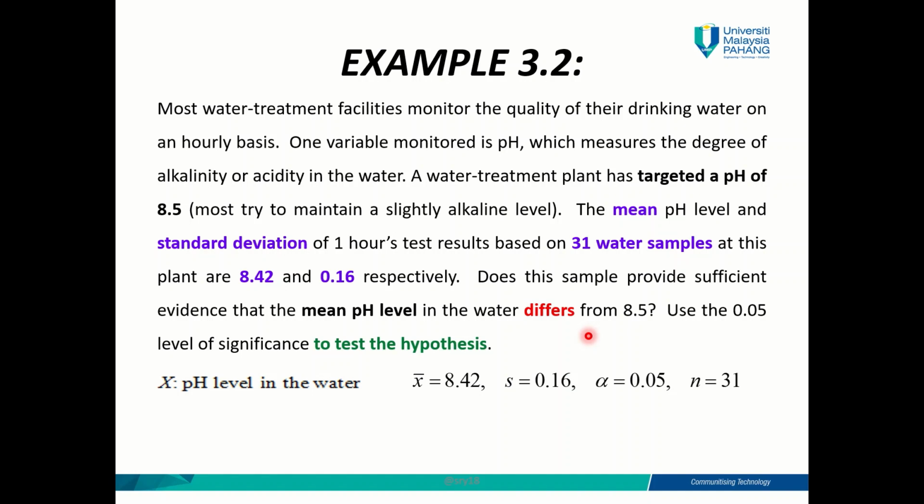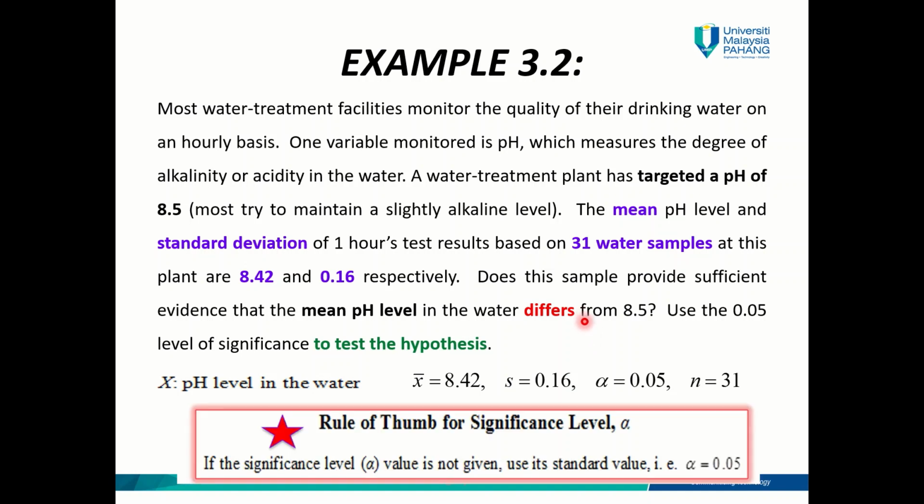Sometimes, class, so please take note on this, sometimes the question will not give you any significance level. They will not give you any alpha. So in such cases, this is a new rule of thumb that you need to remember. If the significance level value is not given in the question, we will assume it to be 0.05. If the question doesn't give you the alpha value, then you use 0.05. Is that clear?